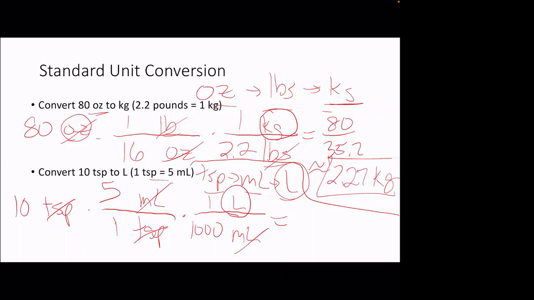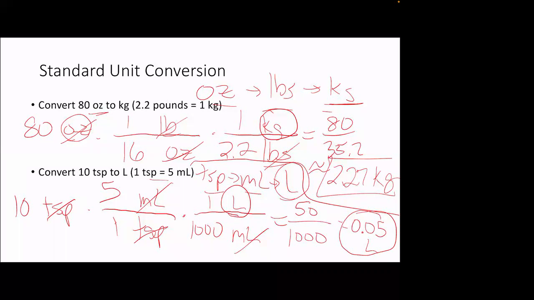So we got 10 times 5, that's 50. 1 times 1, of course, is also still 50. And then 1 times 1,000 is 1,000. So 50 divided by 1,000 is going to be 0.05 liters. So 10 teaspoons is the same as saying 0.05 liters. And we just did that by setting up our two rates in such a way that the units canceled out properly when we multiply.